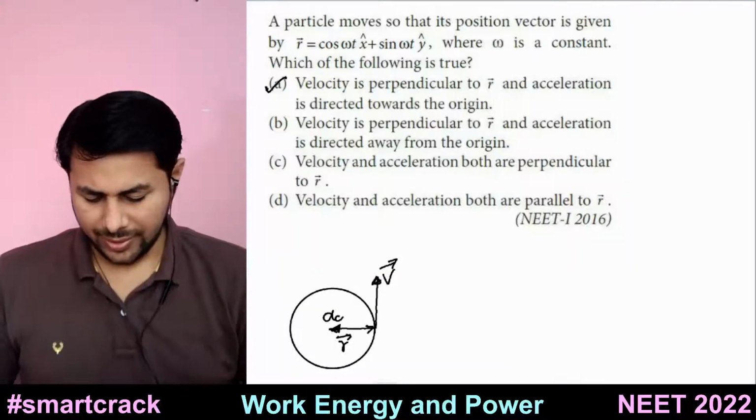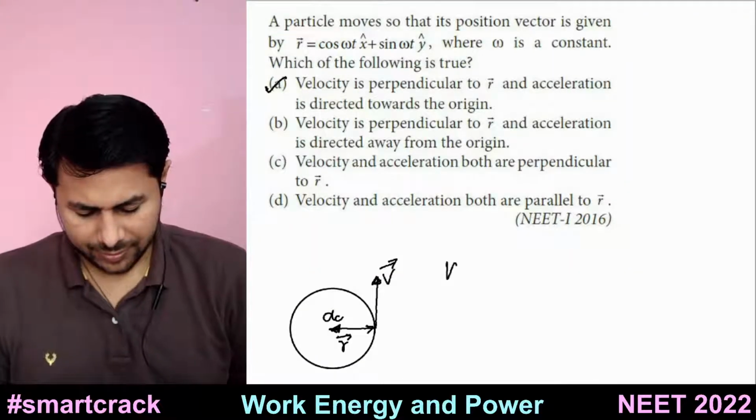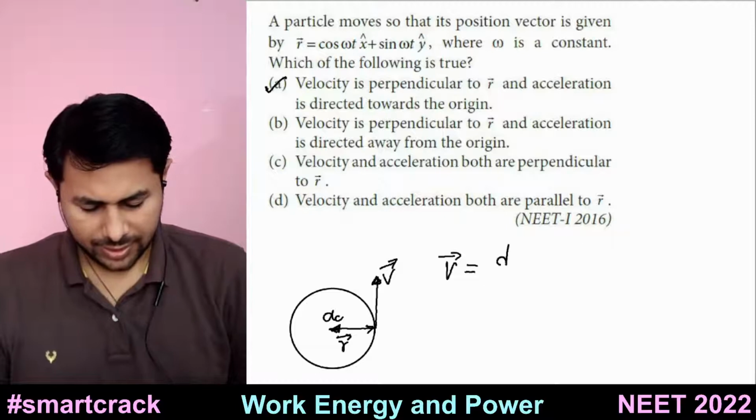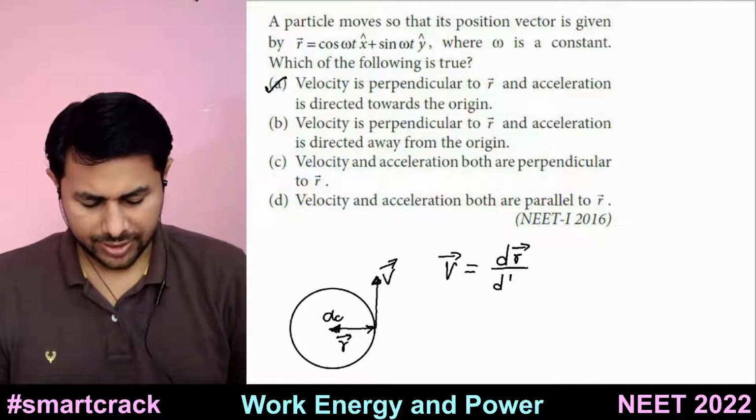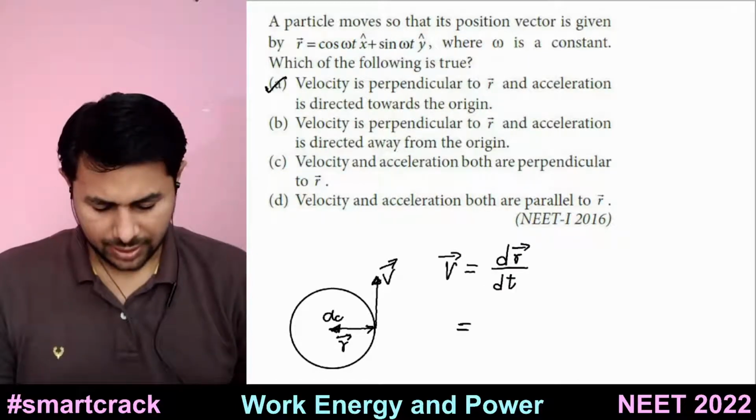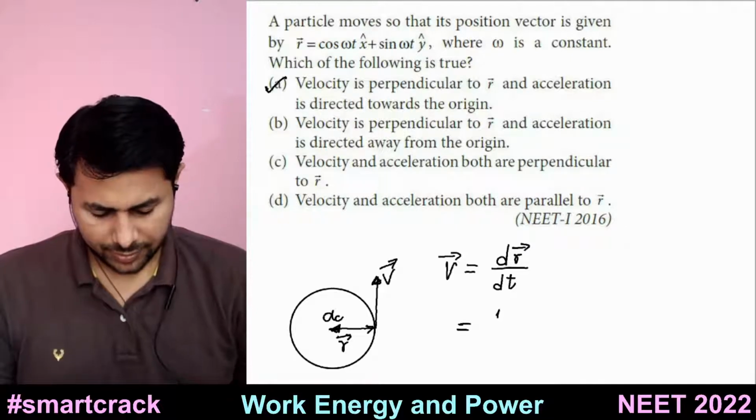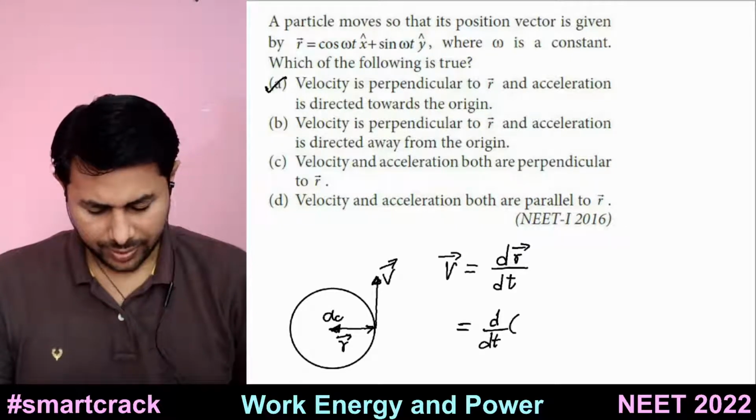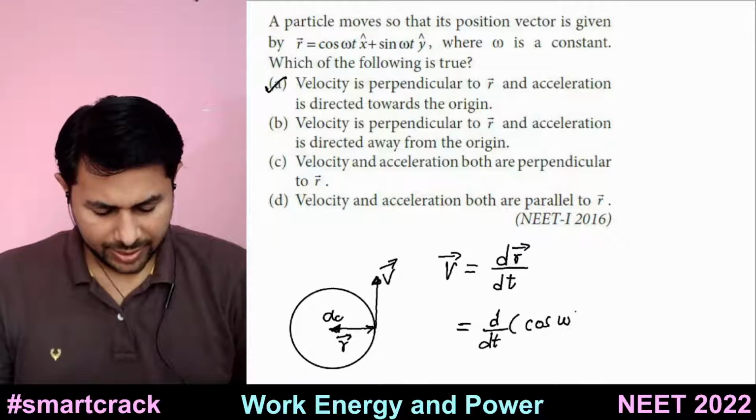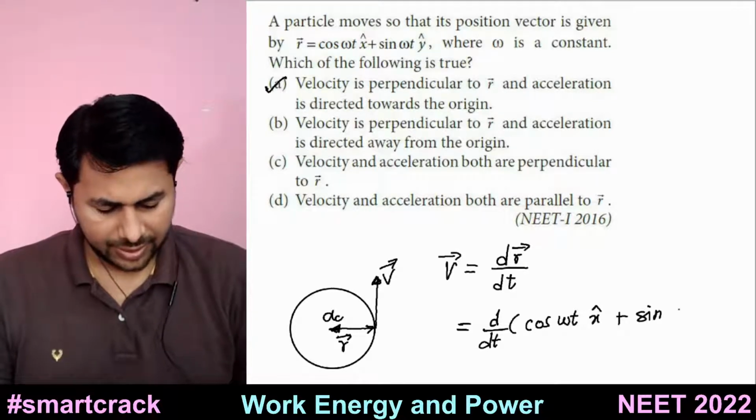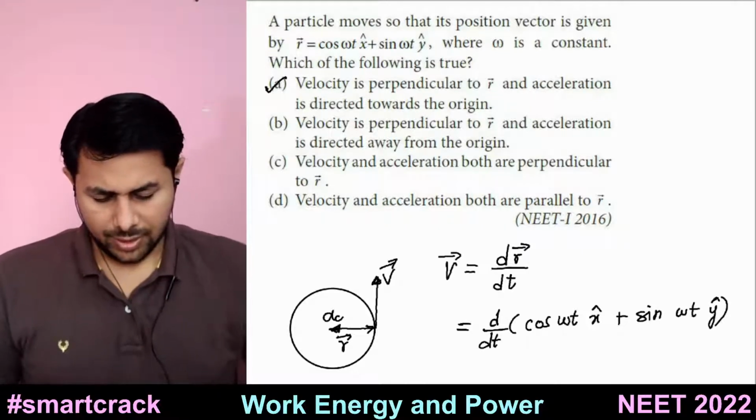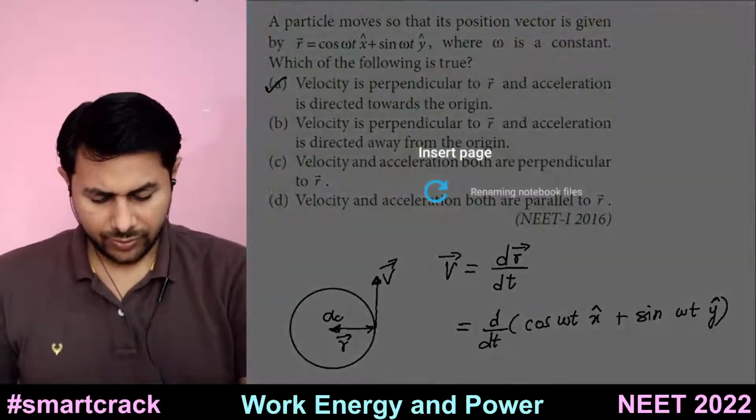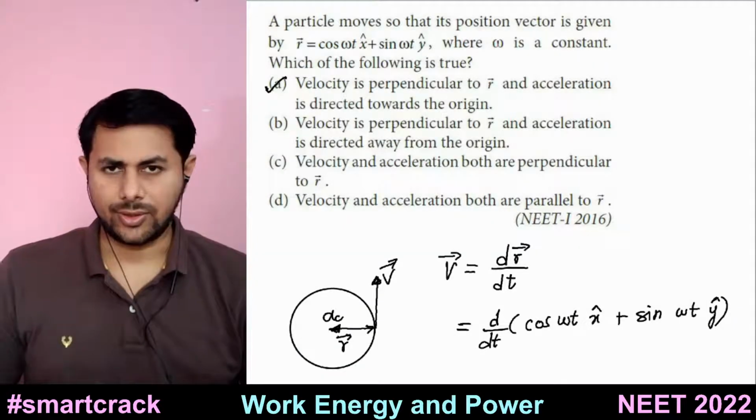So how to find velocity? What is velocity? It is the rate of change of position vector with respect to time. That is d by dt of cos of omega t times x cap plus sine of omega t times y cap. So here we have to use the chain rule of derivatives.